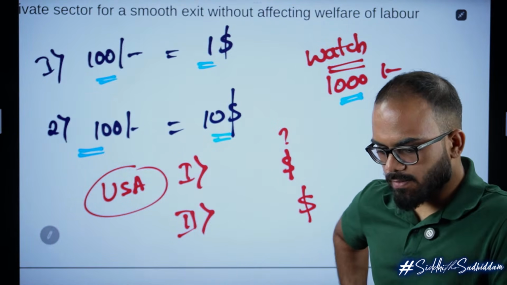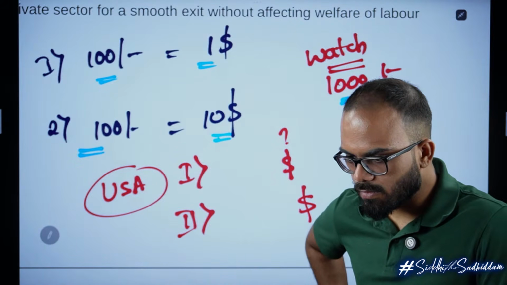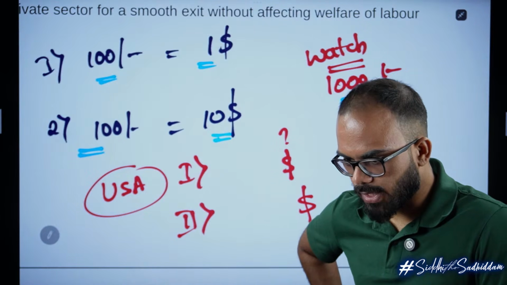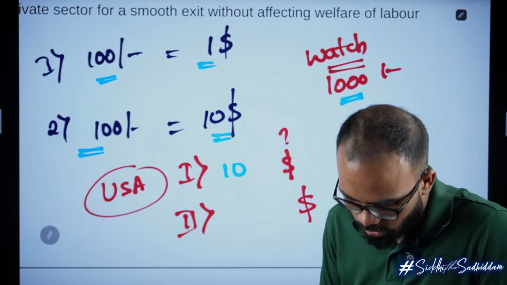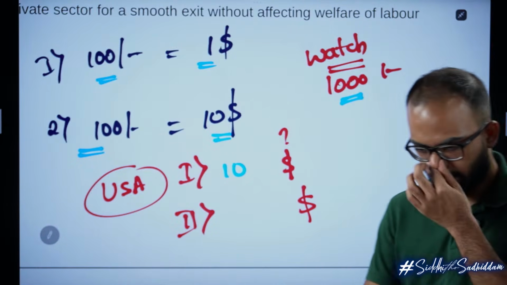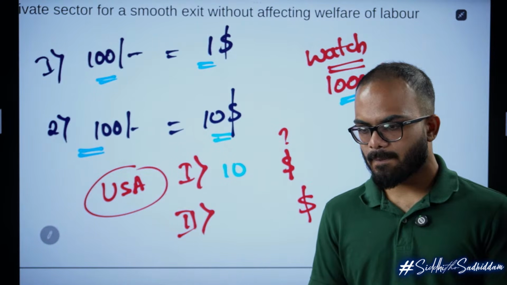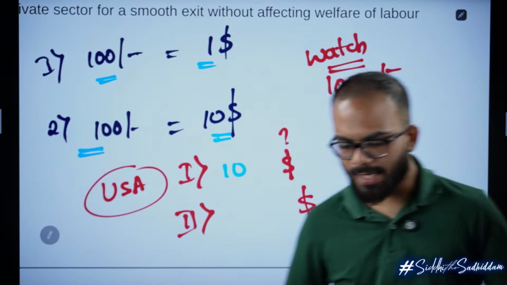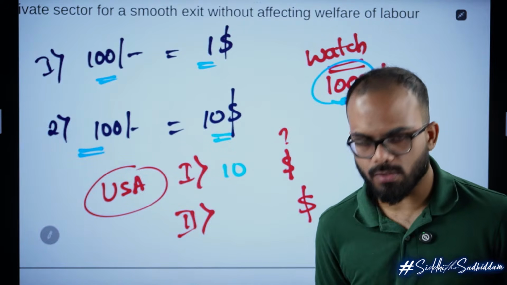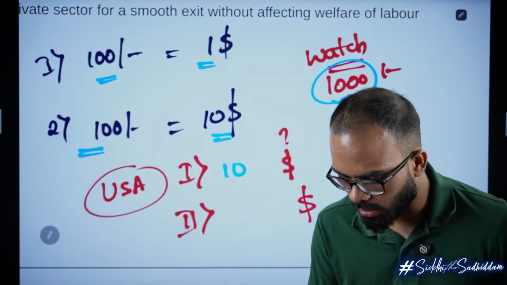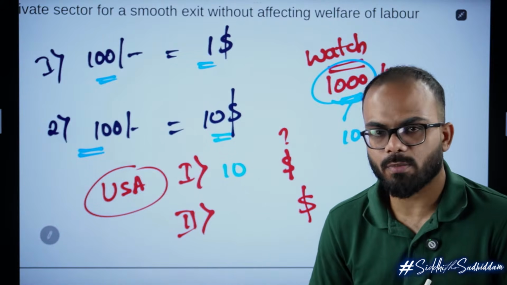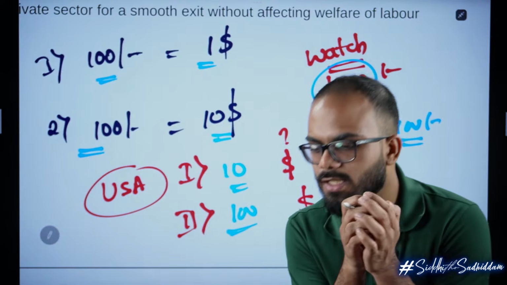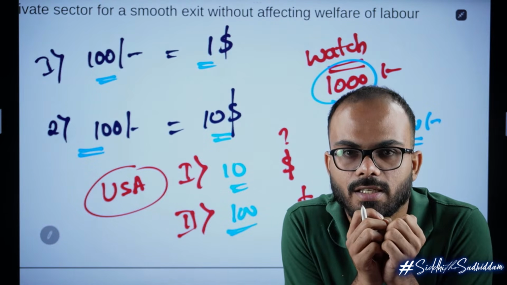In the first case, it is $10. Second case, please calculate second case properly. See, the watch is costing you 1000 rupees, which means there are 100 rupees in this, 100 rupees in this, and each 100, so this is $100, right? So this is how you are changing your currencies.